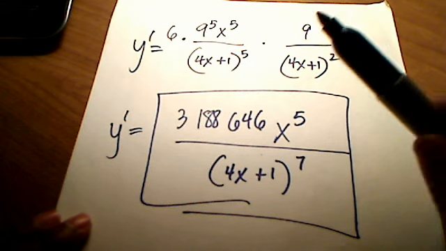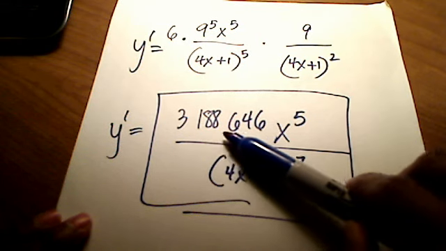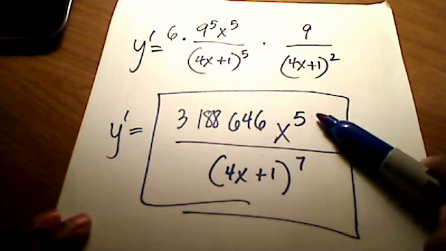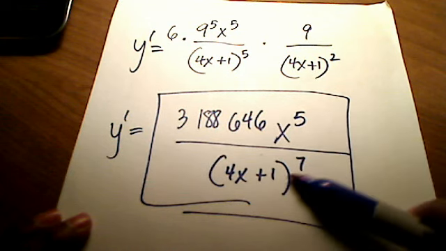Isn't that pretty big? All right, so it's 3,188,646 x to the 5th all over 7 of these 4x plus 1s.